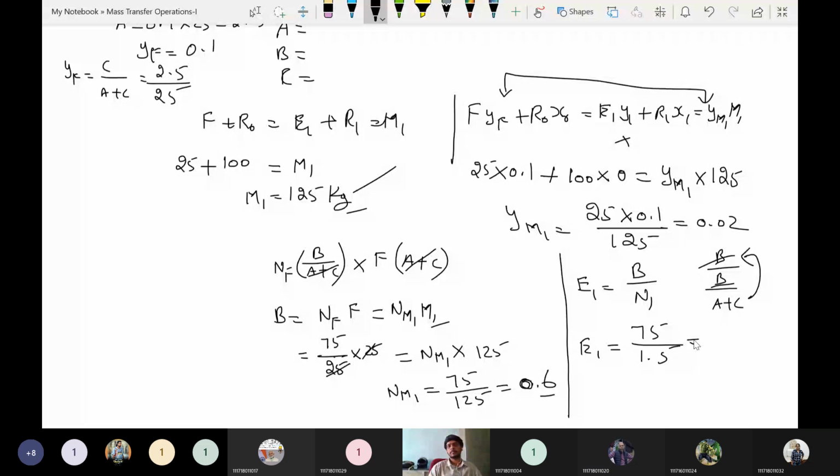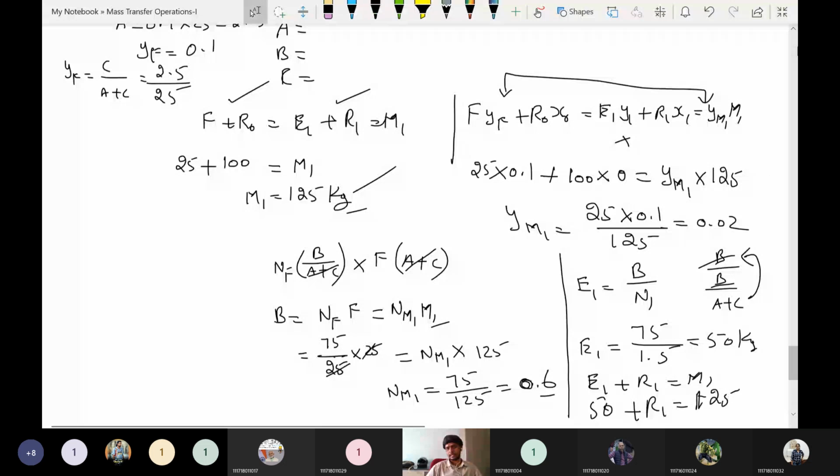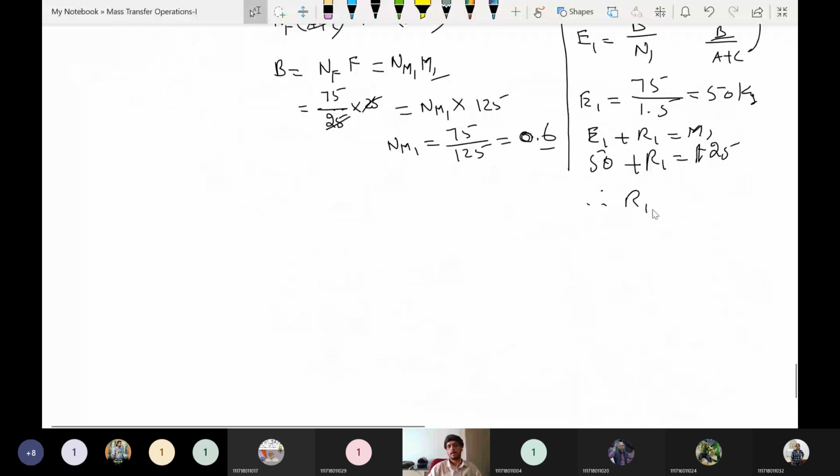Then from the initial balance we can calculate our R1 value, the raffinate. E1 plus R1 is equal to M1, which we know is 125. E1 is 50, so R1 is equal to 125 minus 50, which is equal to 75 kg.